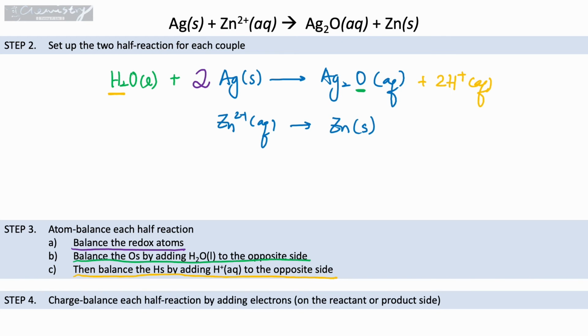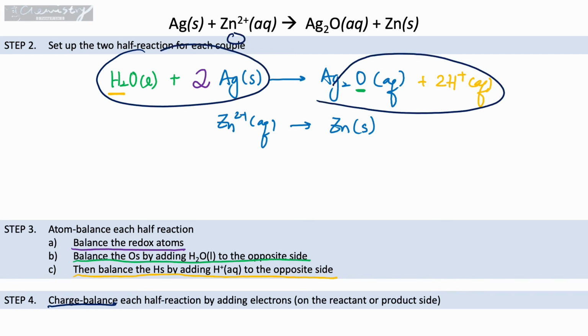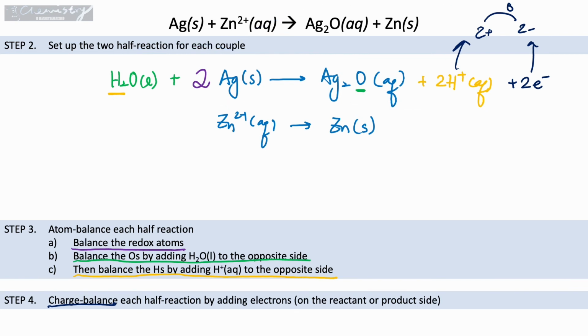For step number 4, we are going to charge balance it. On the left side, we have 0 charge. On the right side, we have 2 plus from over here. So to balance it, we're going to add 2 electrons, because this is 2 minus, and adding that would be 0, which is the same as the left side. So that is charge balancing. And then over here, we have 2 plus, and this is 0, so we're going to add 2 electrons on this side to balance it again.